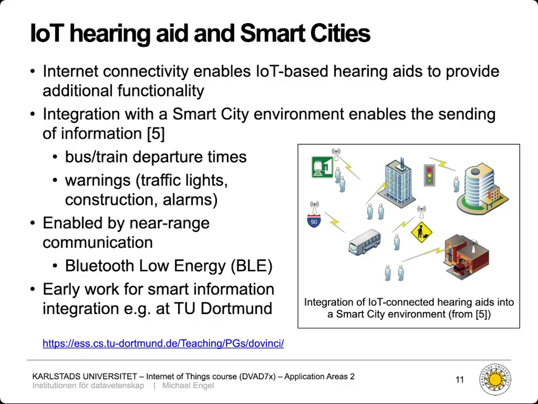You could also automatically receive warnings to your hearing aid. For example, you could get information about a pedestrian traffic light or about construction areas or about alarms that go off in your neighborhood and so on. All of this can be enabled by near-range communication, for example, Bluetooth Low Energy. And back when I was at TU Dortmund, we did some early work for trying to do some smart information integration. Back then, without IoT hearing aids, but with location-based services. And if you're interested in that, you can find it at the URL below.